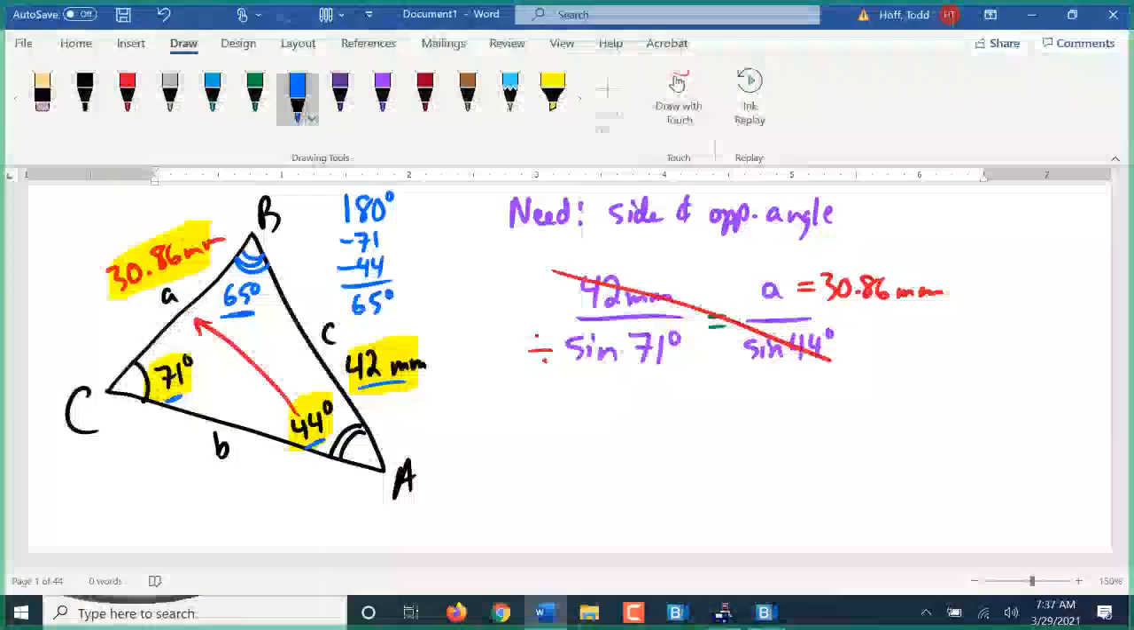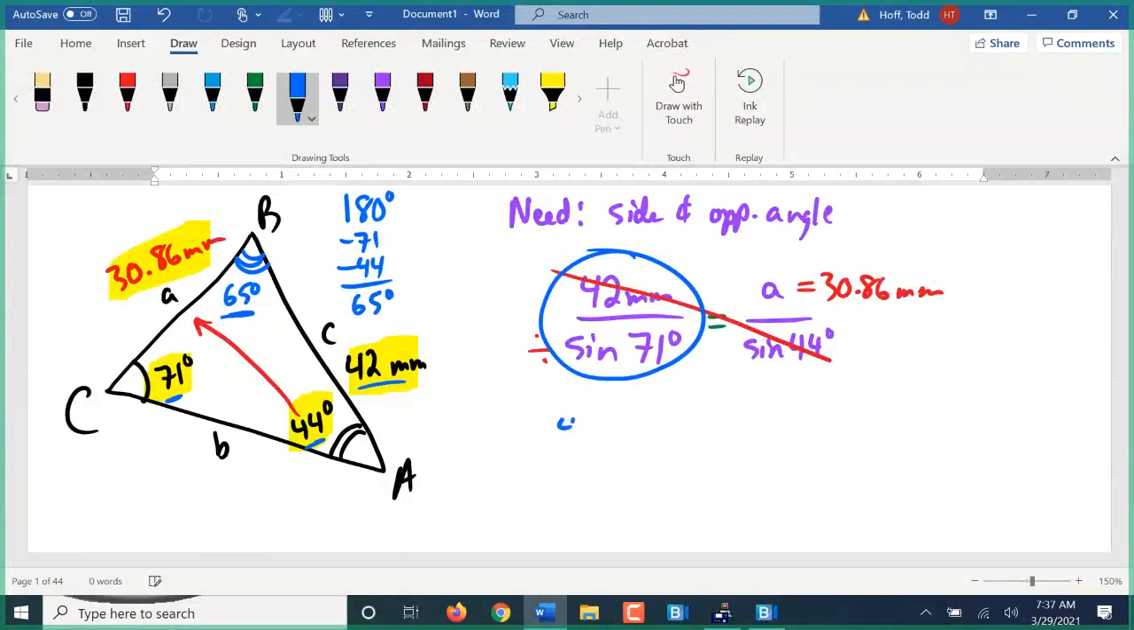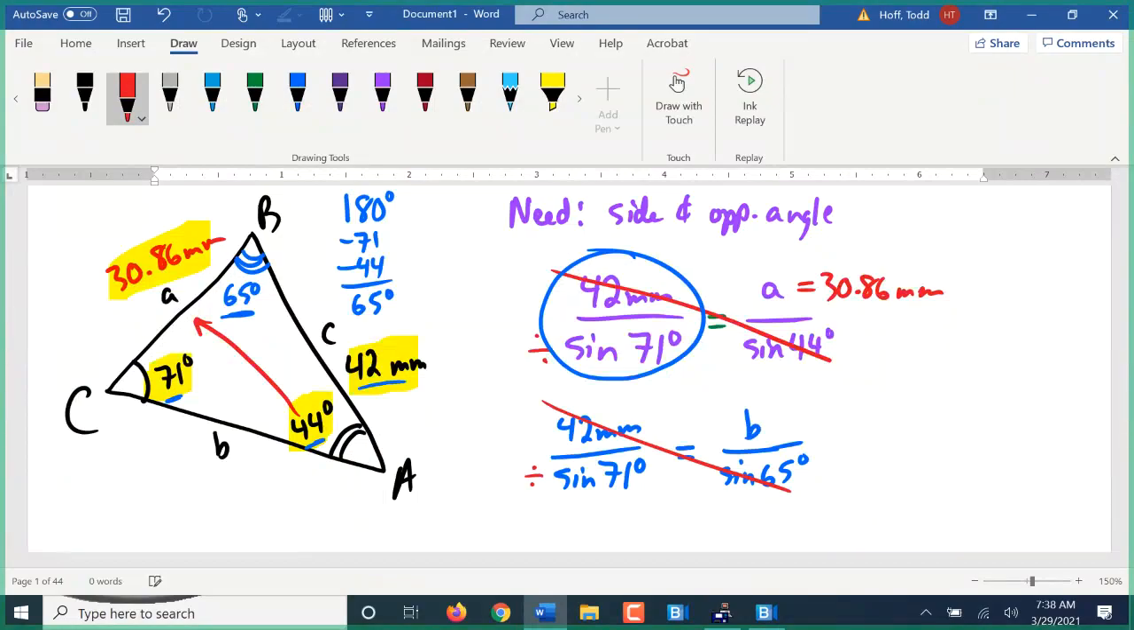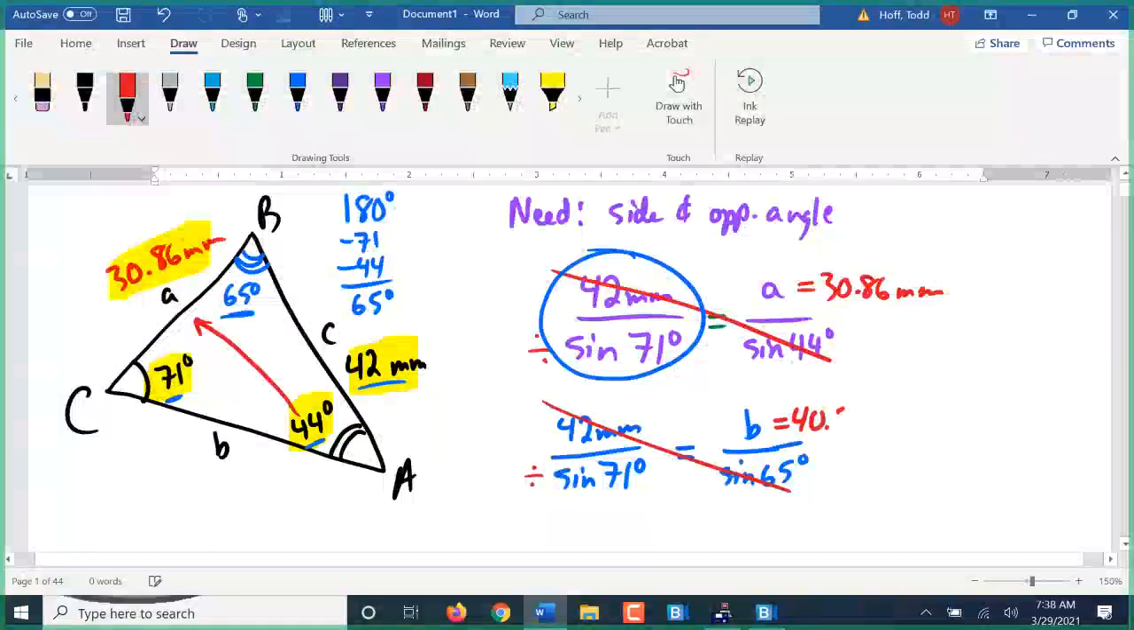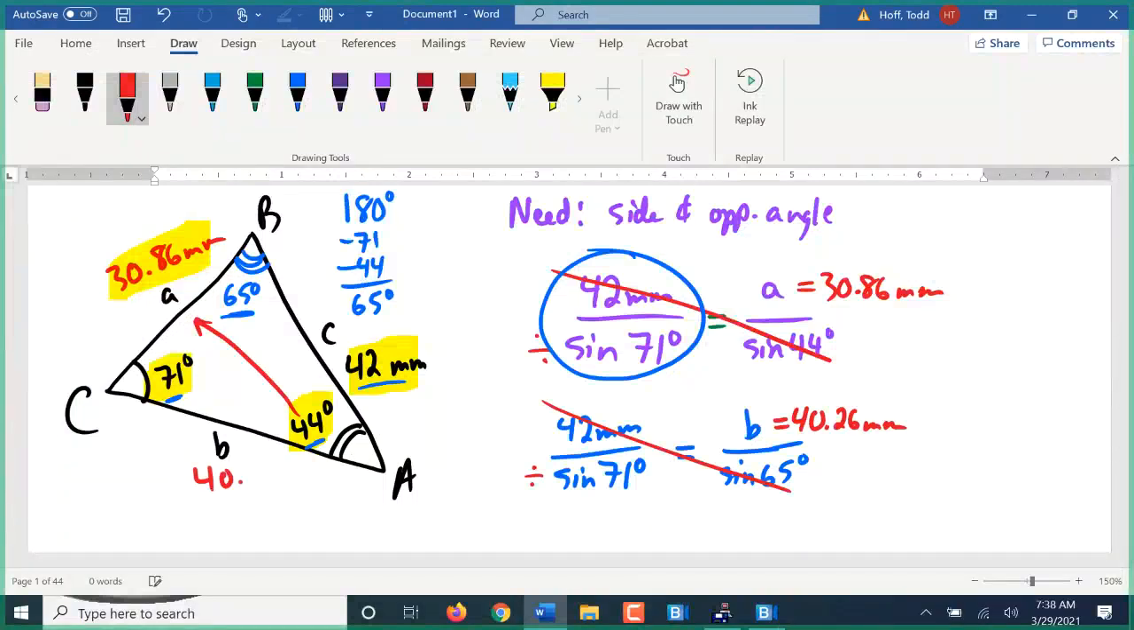Now I go back to that original side and angle that I had. I have 42 millimeters divided by the sine of 71 degrees. And now I have angle B, which is 65 degrees. Sine of 65. What side goes above it? B, good. And once again, we cross multiply and divide. 42 times sine of 65. Again, you have to make sure you close that parentheses. Divided by the sine of 71. 40.26. And once again, that makes sense. It is between the 42 and the 30.86. We were expecting it to be between those two because the angle is between.